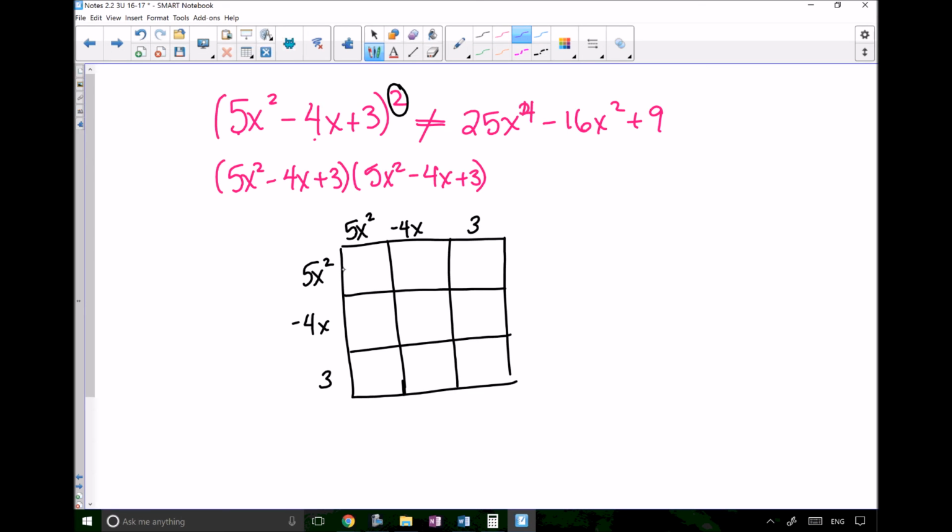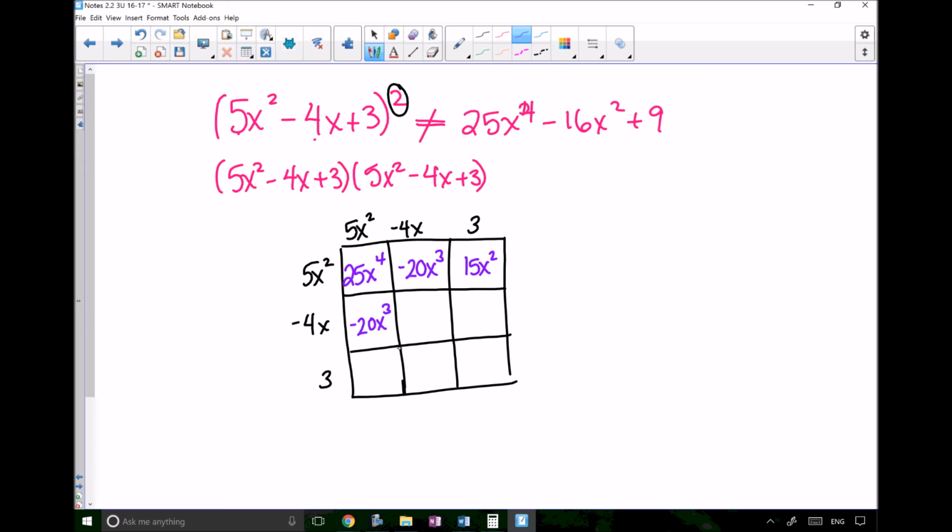Now, when I want to figure out what this box is here, I do 5x squared times 5x squared, which is 25x to the power of 4, which is what I got there. Great. Now, when I do 5x squared times negative 4x, that's the length that I have here, I get negative 20x to the power of 3. And then here I've got 5x squared by 3, which is 15x squared. This box right here is 5x squared by negative 4x, so when I multiply them, I get negative 20x cubed.